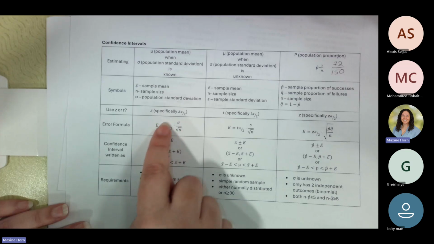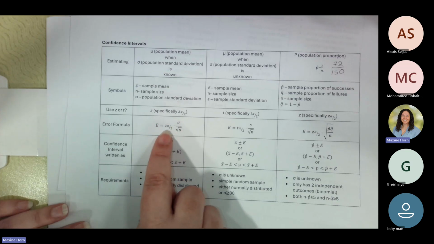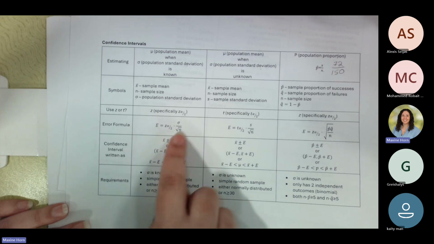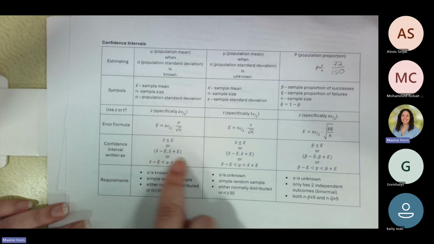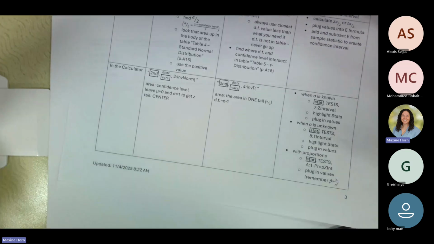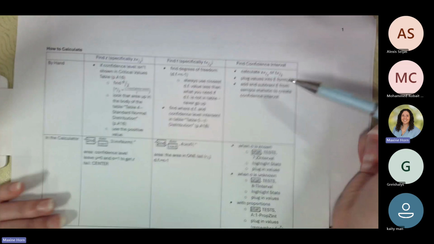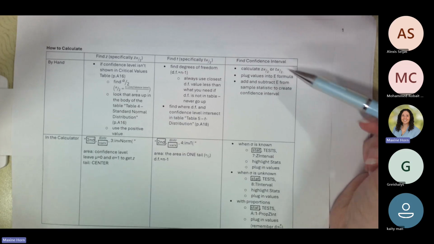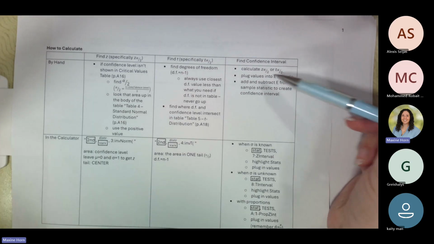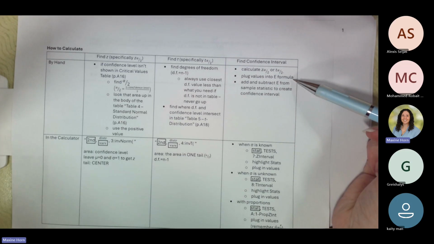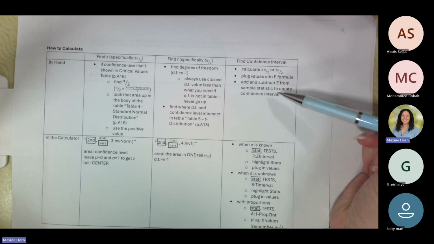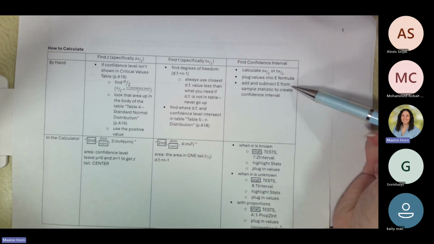So I'm going to need to find a Z alpha halves. We're going to do this by hand, then we're going to do that in the calculator. Then we're going to by hand calculate our error so that we can by hand calculate our confidence interval. Because those are our steps, right? Calculate either your Z alpha halves or your T alpha halves. Then plug those values into your margin of error formula, and then add and subtract your margin of error from your sample statistic, which is our X bar, our sample mean, to create our confidence interval.